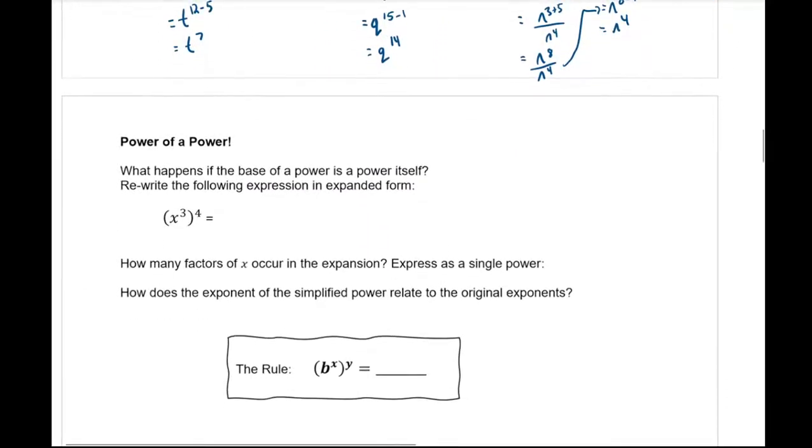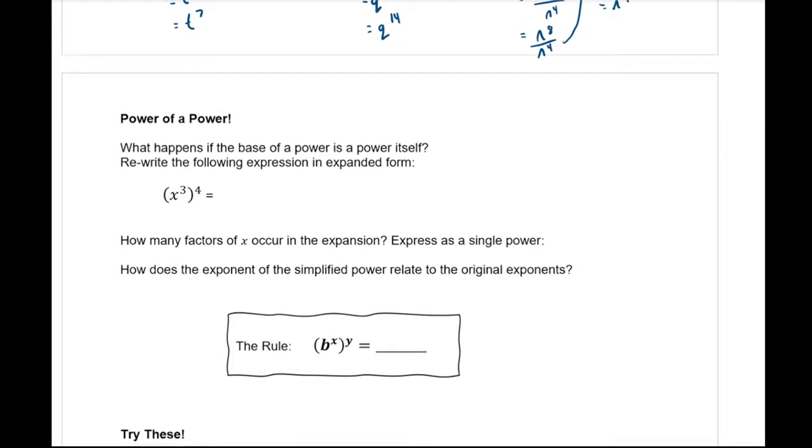Our last rule that we're going to look at is when we have a power of a power. So this is basically when I have two powers in the same expression. So what happens if the base of a power is a power itself? So like we see here. So I'm going to rewrite the following expression in expanded form. So if I look at this, x to the power of 3 to the power of 4, that means I have 4 groups of x to the power of 3.